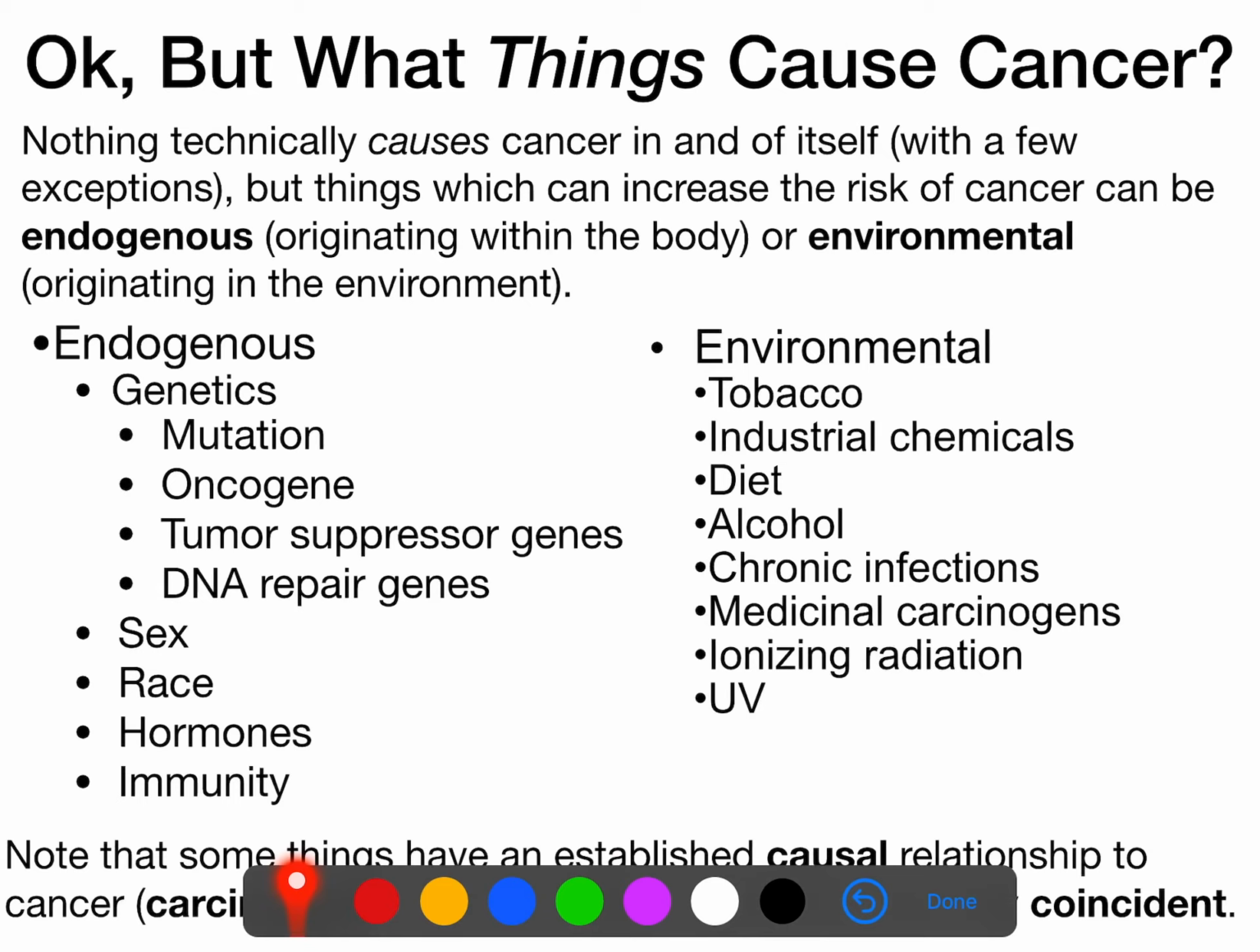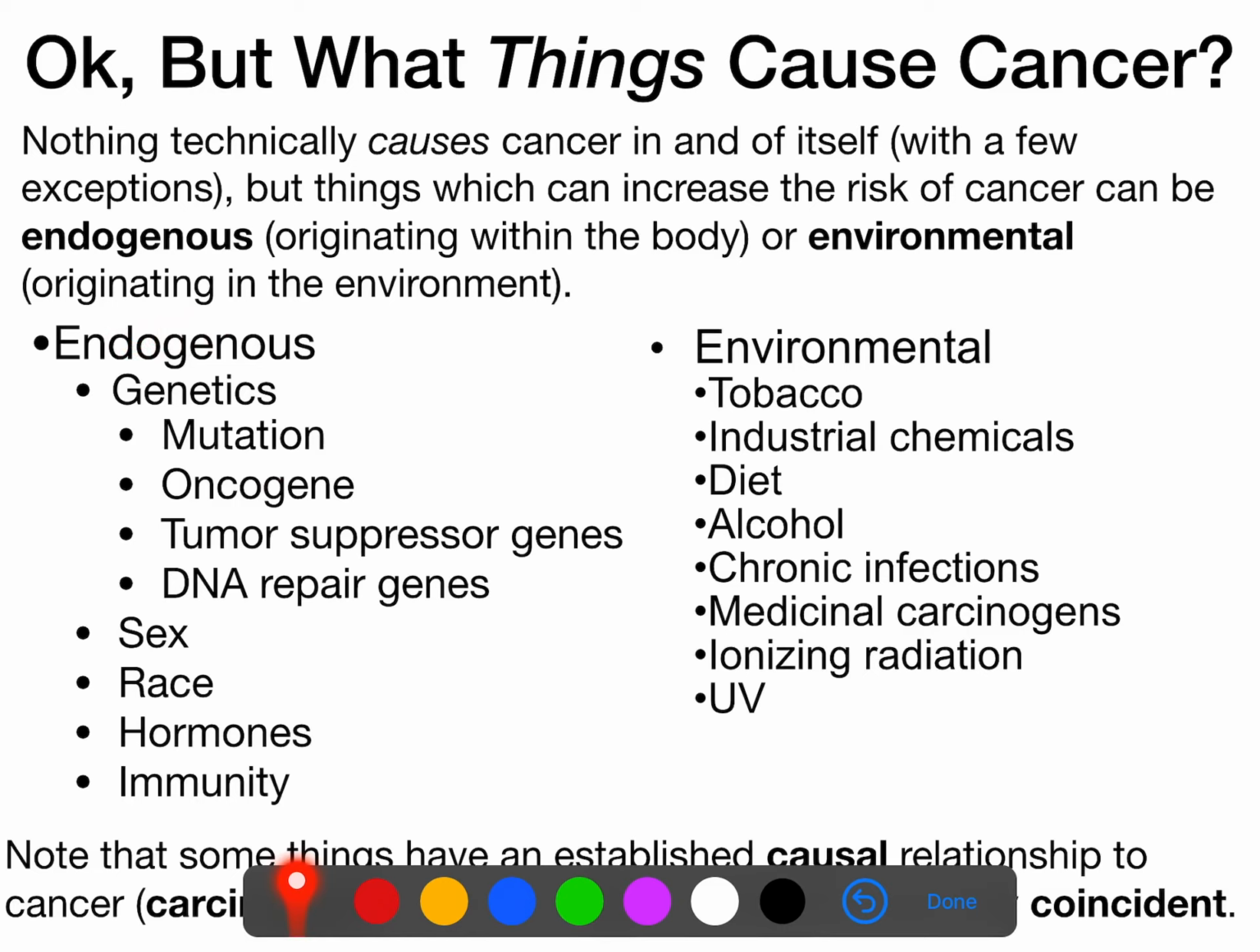Well, the things that cause cancer break down into what are called endogenous and environmental factors. There's nothing you can do about endogenous factors. These are things that are inherent to your body. There may be things you can do about environmental factors. That's where I would recommend that you focus your efforts. So endogenous factors are usually going to be things that you're born with, or things that are at least inherent to your body that you can't change.